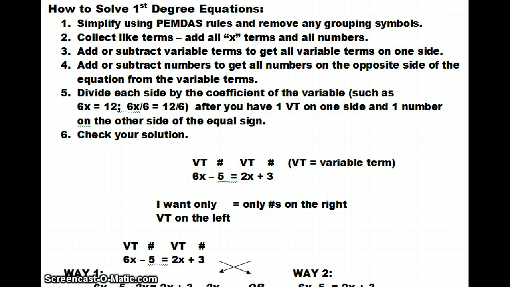And this step occurs when you have one variable term on one side and one number on the other side of the equal sign. There will be two terms, one variable term and one number. They'll be on opposite sides of the equal sign. At this step, you divide each side by the coefficient of the variable. Like if you have 6x is equal to 12, there's a variable term on the left, a number on the right, so you divide by whatever is in front of the x. In this case, it's a 6. So we divide both sides by 6, and in this case, we would get x equal to 2. The last step is to go ahead and check the solution to your equation.